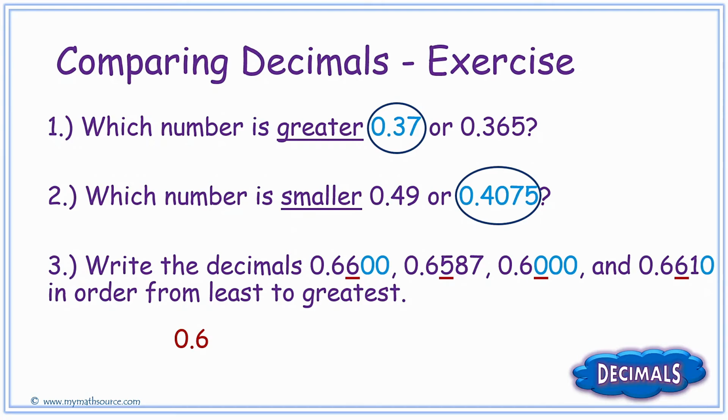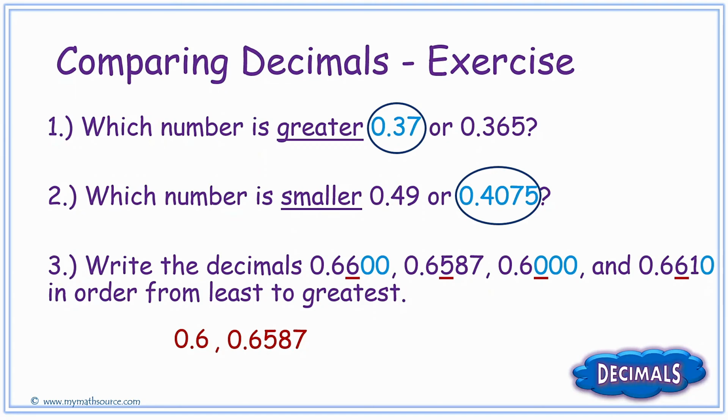If we continue looking at the second place value, we'll notice that the second number has a 5 in the hundredths position. Since 5 is smaller than the 6s in the hundredths position, it means that 0.6587 is the second smallest number. Now we just need to compare the first number and the last number to see which one is the least out of those two.